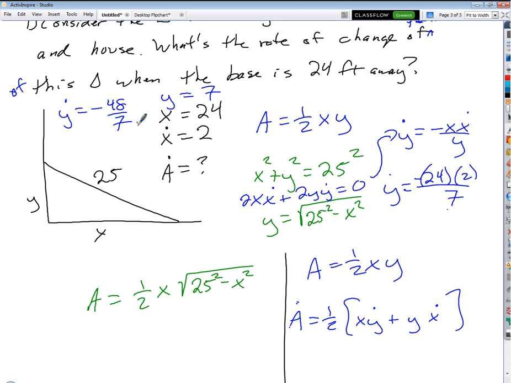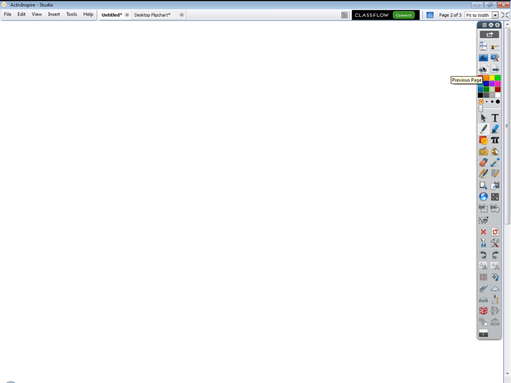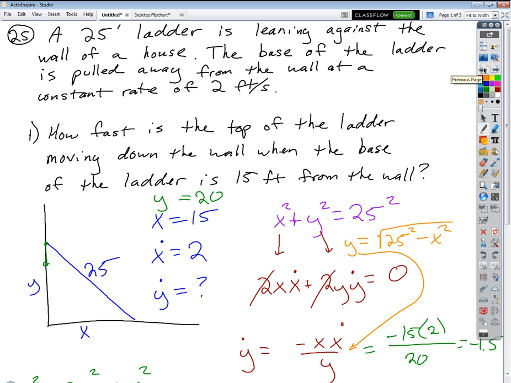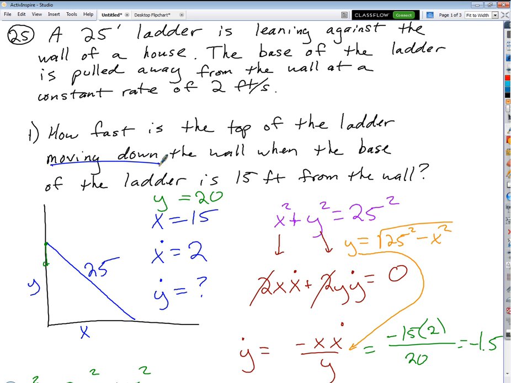That cannot be negative. Why cannot it be negative? It's a rate of change, not a length. y dot is negative because as the bottom end is pulled away from the wall, y is getting smaller. In the time before, the question was asked in a kind of goofy way. It was asked in a way that said, how fast is the top of the ladder moving down the wall? So down means we already know it's going down, but just how fast.